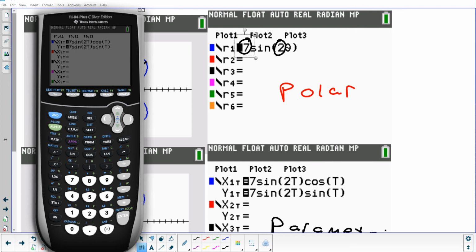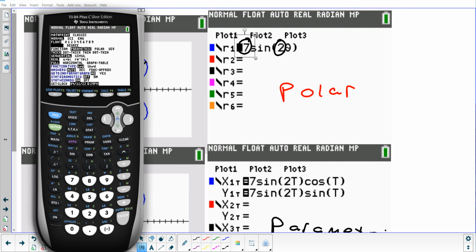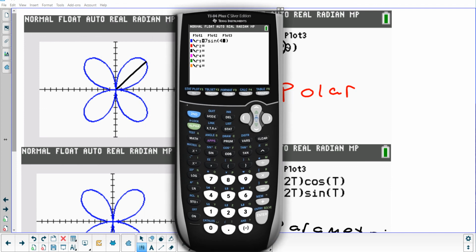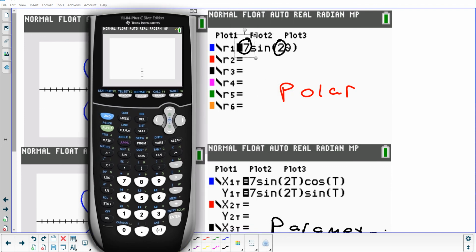So based on that, if I were to put in, let's say, a 4. How many petals do you think I would get if I changed the 2 to a 4? Yep. 8. All right, let's try it. Getting a little rough on those edges. Probably should change the theta step a little bit. But yeah, you got 8.